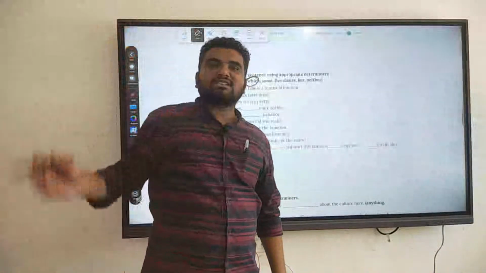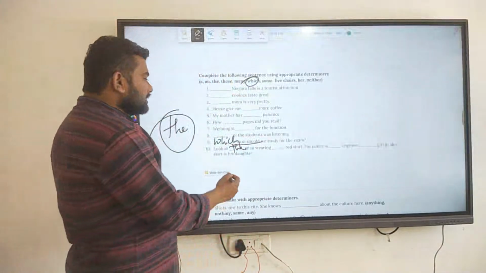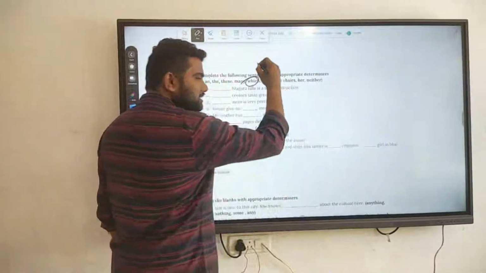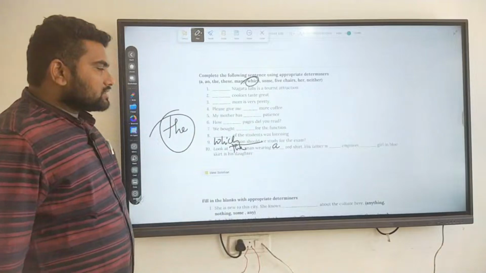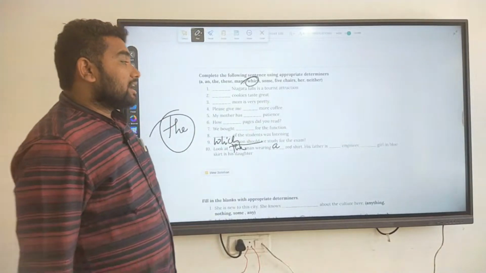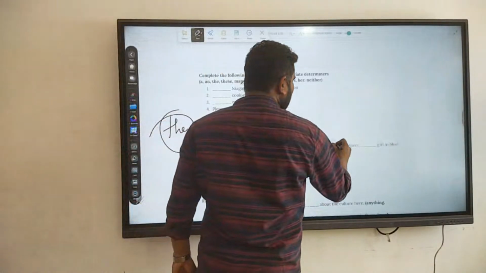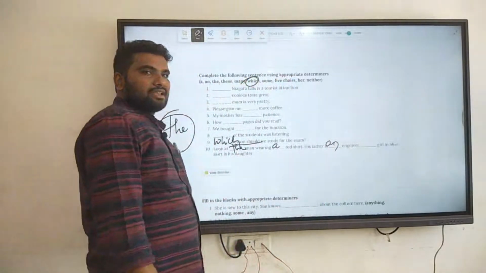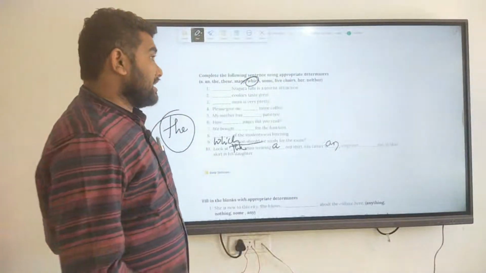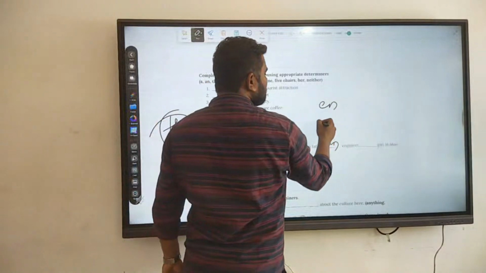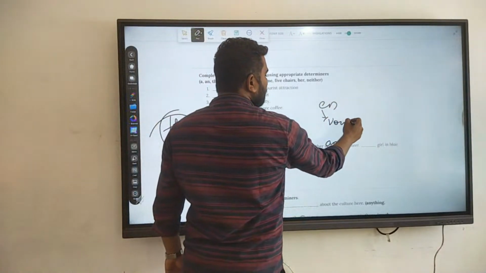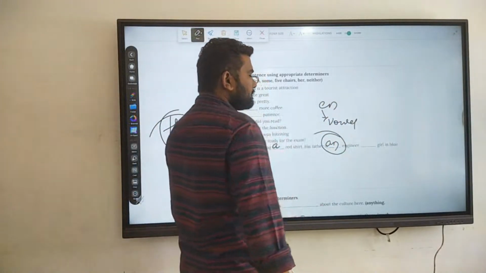Look at the man wearing, you cannot use the red t-shirt. There are many red t-shirts in the world. So, look at the man wearing a red t-shirt. His father is an engineer. What is that? An. N sounds like a vowel, and that's the reason I'm using an.